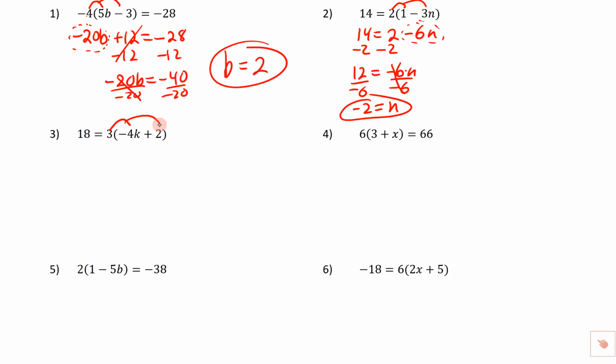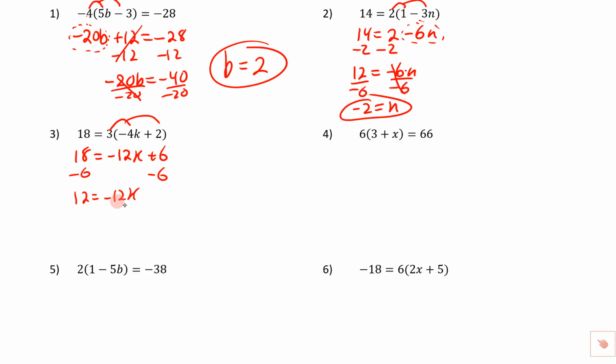Again, showing the distributing here. So I've got 18, and then simplified over here, I get negative 12k, and then I get a plus 6. I'm going to solve this and isolate that variable term right here by subtracting 6 from both sides. That's a 12 equals negative 12k.